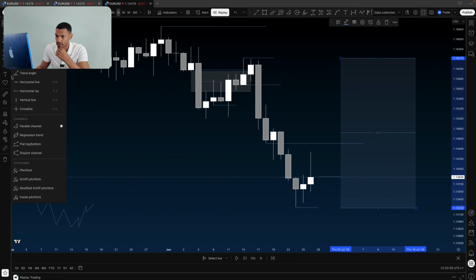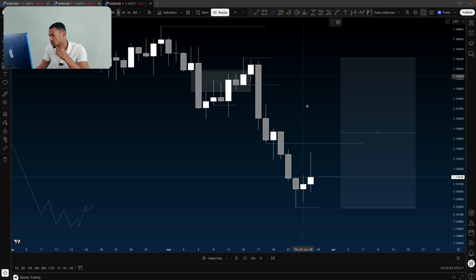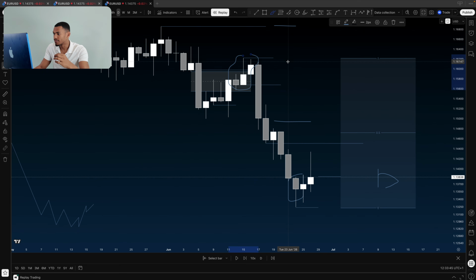So if I can get my drawing tool, this was a short playbook, but it's low probability because you're in a discount. This was our previous range. This was a buy playbook, but it's low probability because you're in your premium. So buy playbooks in a premium are low probability. Sell playbooks in a discount are low probability. Sell playbooks in a premium are high probability. Buy playbooks in a discount are high probability, right? That's kind of what I'm trying to say.